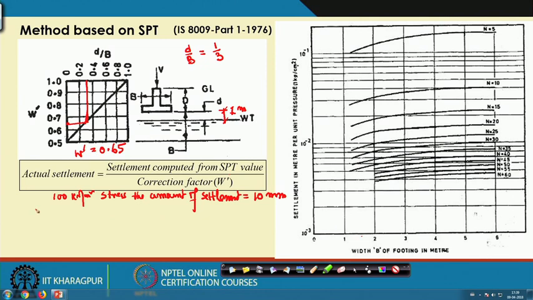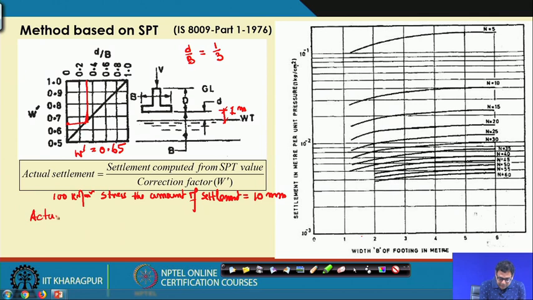Now, your actual settlement, because this is a settlement computed from the SPT value, will be: the settlement computed from the SPT value is 10 millimeter and the correction factor is 0.65. As I mentioned, for the settlement you have to divide by the correction factor, because then it will increase the settlement.